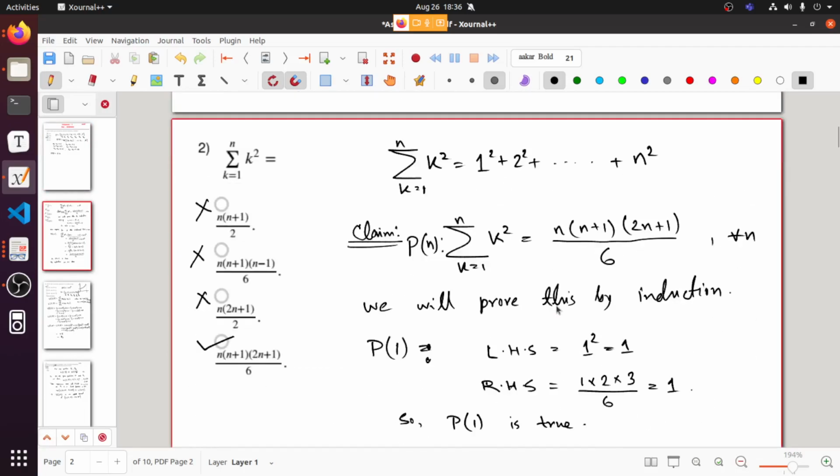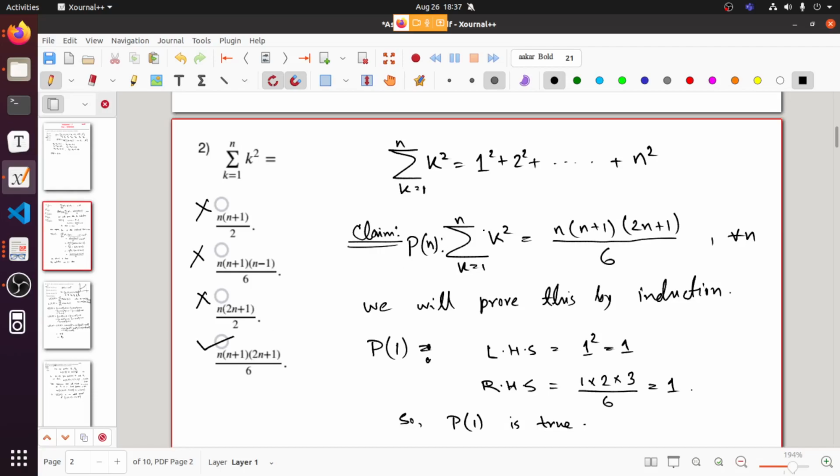You have to find the sum of the squares of the first n natural numbers. First you can easily check that the first three options will not hold. If you put n equals 3, the first option will not be correct: the sum of squares of the first three natural numbers is 14, but this gives a different answer. For n equals 1, this side will be 0 but the sum will be 1, so option 2 is also not true. For n equals 1, this will be 3 by 2, but a sum cannot be a fraction, so option 3 is also not correct. So option 4 will be correct.